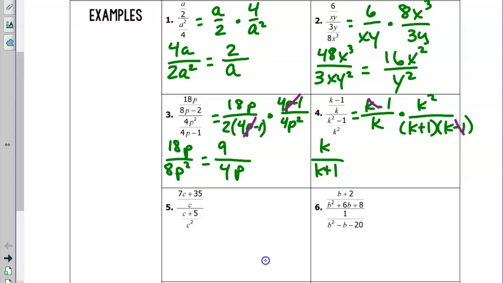It would be the same thing as that one. If you had, please don't write this down, something like 3k over 6k plus 9, that could be simplified, because I can take a 3 out of all of those. And then you would get k over 2k plus 3. So in that case, you could.